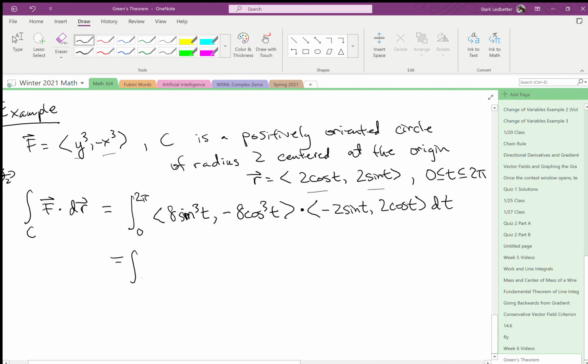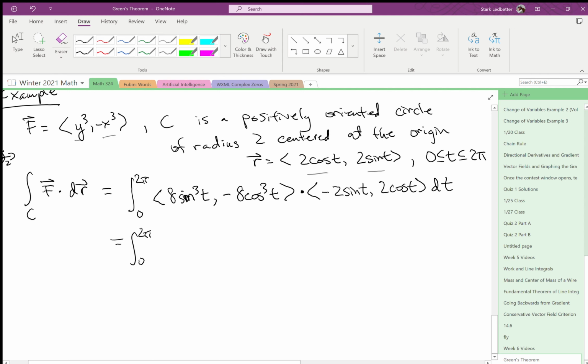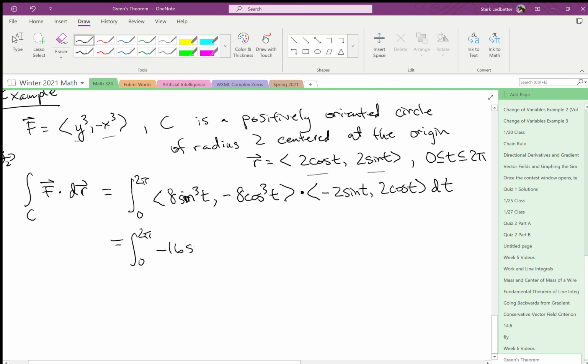Now I calculate the dot product. This is minus 16 sine to the fourth of t, which is what I get by multiplying the x components. Then plus, or in this case minus, because this thing is negative, 16 cosine to the fourth of t dt. Now this is tough. Sine to the fourth of t and cosine to the fourth of t are both a little bit annoying to integrate. You can do it, you use the double angle formula twice, but maybe there's an easier way.